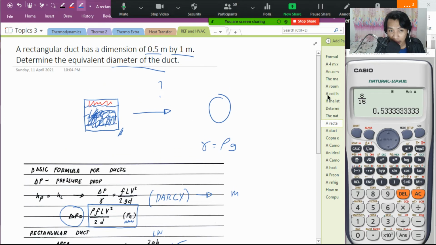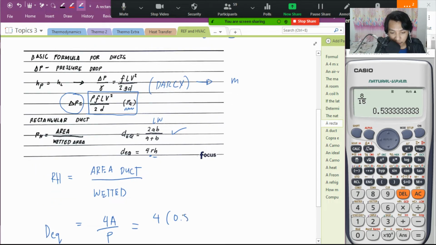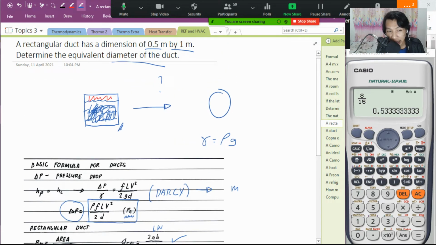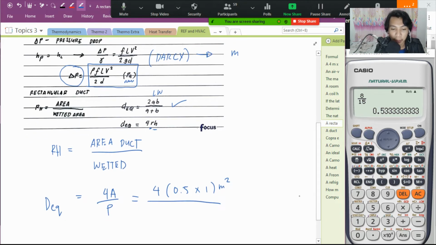Ano ba area ng duct? 0.5 times 1 meter squared, divided by yung area na in contact with the fluid. Pagpalagay natin lahat, in contact with the fluid. So, that is 0.5 times 1 meter squared. Hindi. Di pala, plus, ano to? Perimeter, yan. Wetted perimeter. Yun pala.